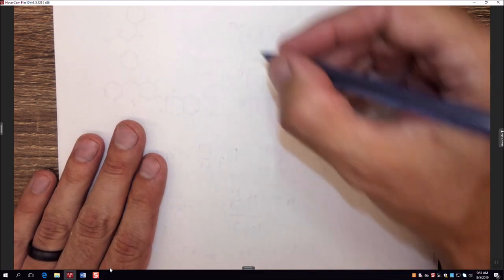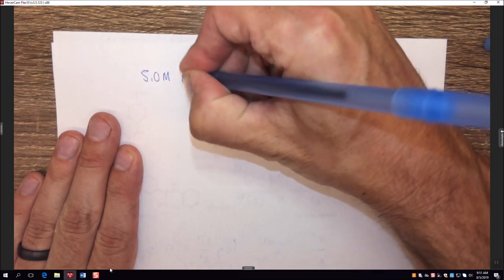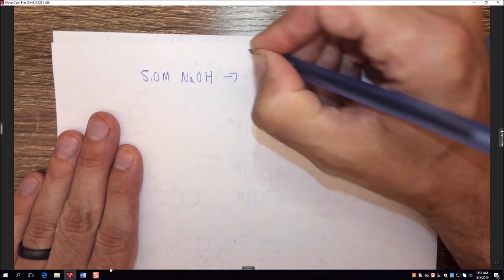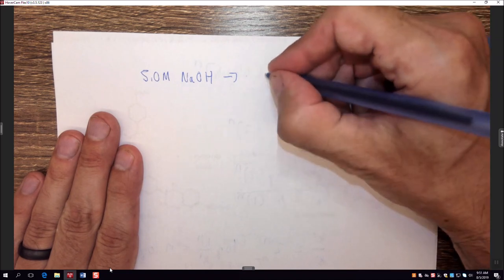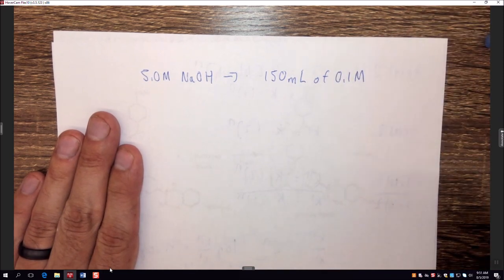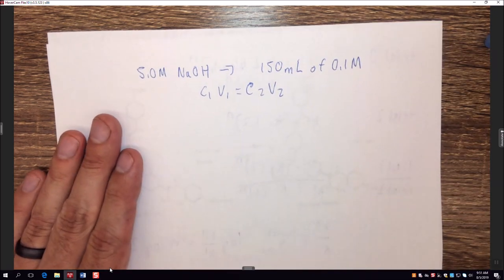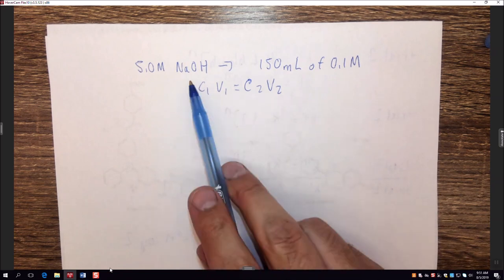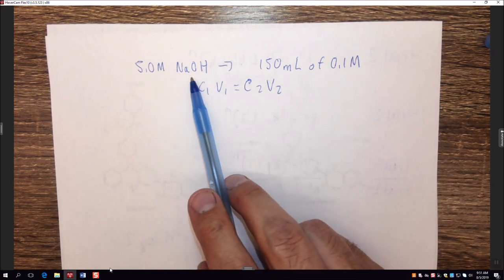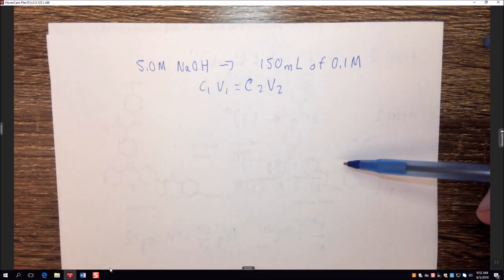So what we're going to be using is the bleach from the bottle, but the NaOH we're not. For the NaOH, you are going to start with 5 molar NaOH, and you are asked to make 150 milliliters of 0.1 molar. To do that, you're going to use C1V1 equals C2V2 to dilute your NaOH. Make sure that you mix it up thoroughly so that all of your solution is 0.1 molar. And I'm going to leave you to do that.